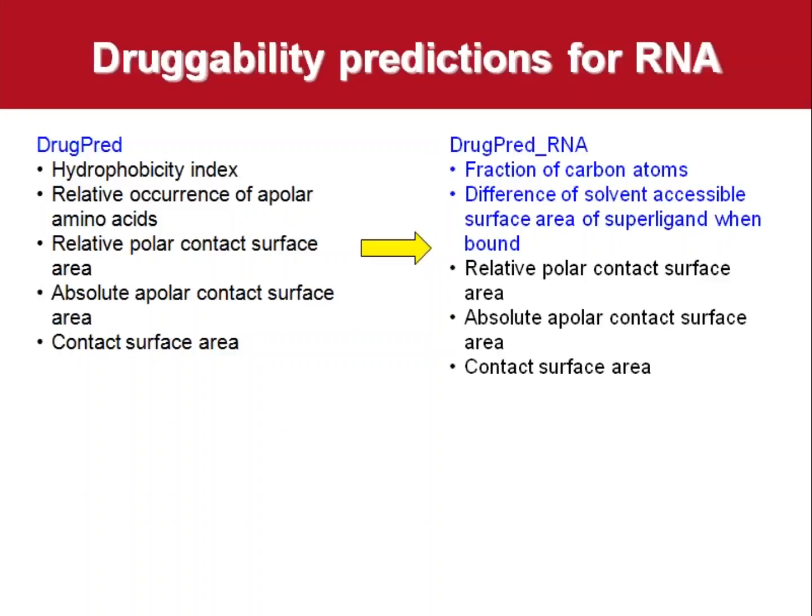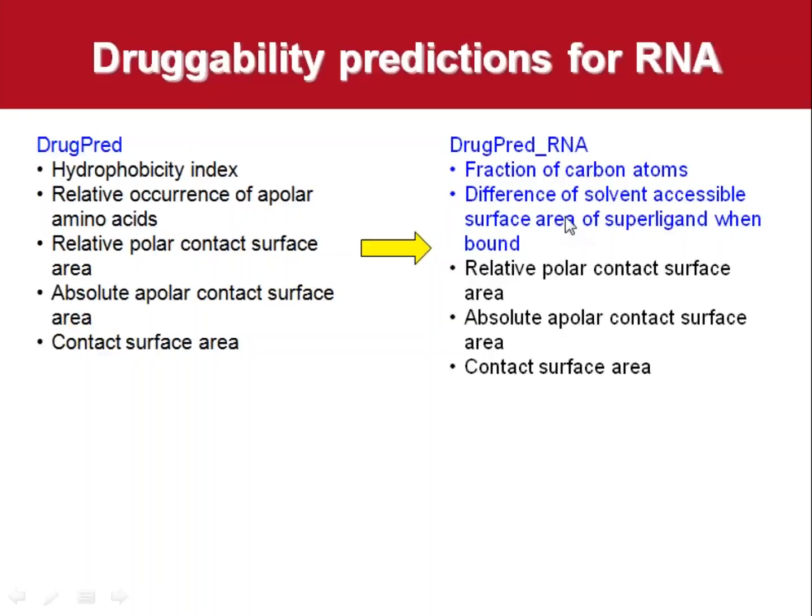So what we had to do is we had to change a few descriptors, because as I said, some descriptors we used in the TractoBot method rely on the properties of the amino acids, and for sure in the RNA we have no amino acids, but we have the nucleotides, so we had to change the descriptors.